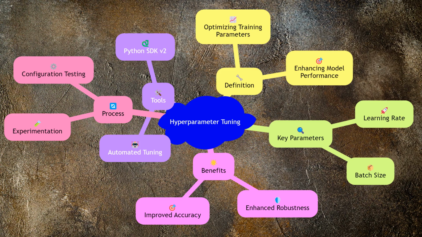Hyperparameter tuning is the process of optimizing the parameters that govern the training process of your machine learning model. These parameters, such as learning rate and batch size, can significantly impact the model's performance. Python SDK v2 provides tools for automated hyperparameter tuning, allowing you to experiment with different configurations efficiently. By fine-tuning these parameters, you can enhance the accuracy and robustness of your model.